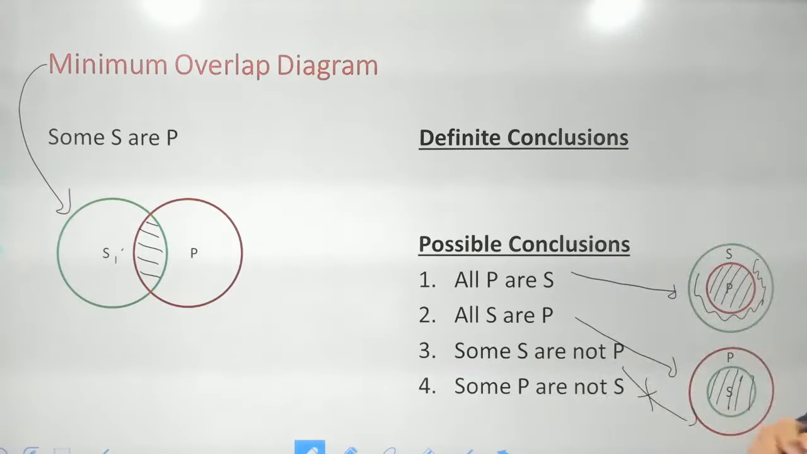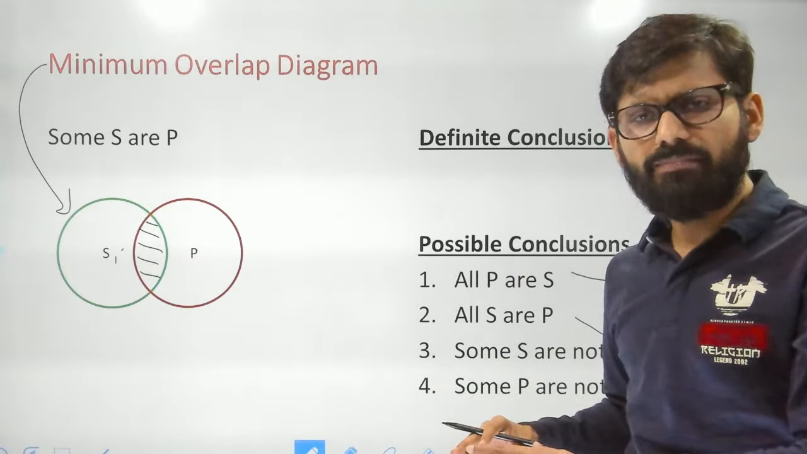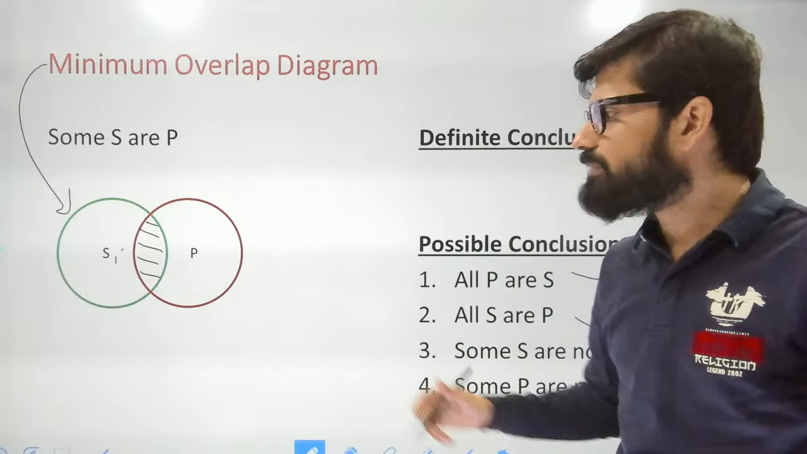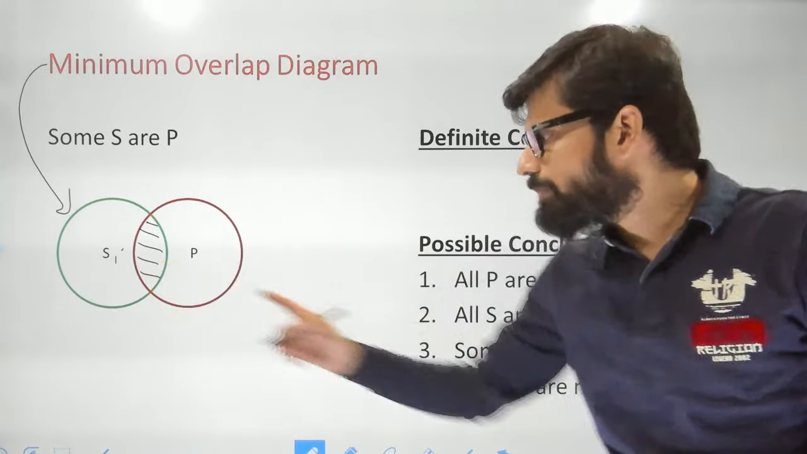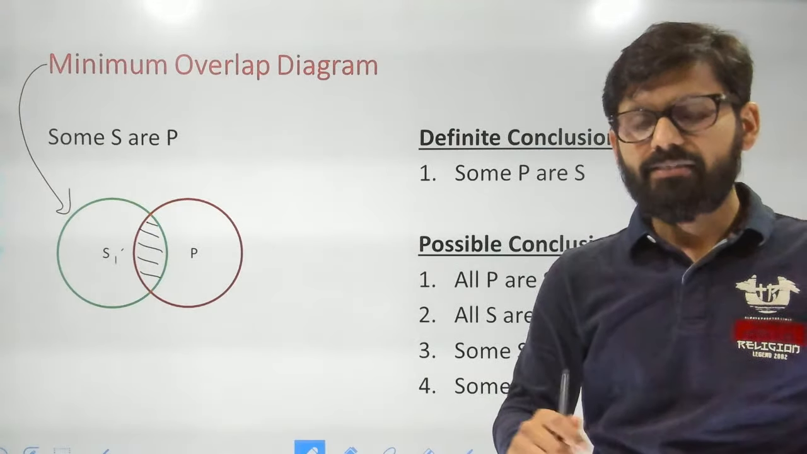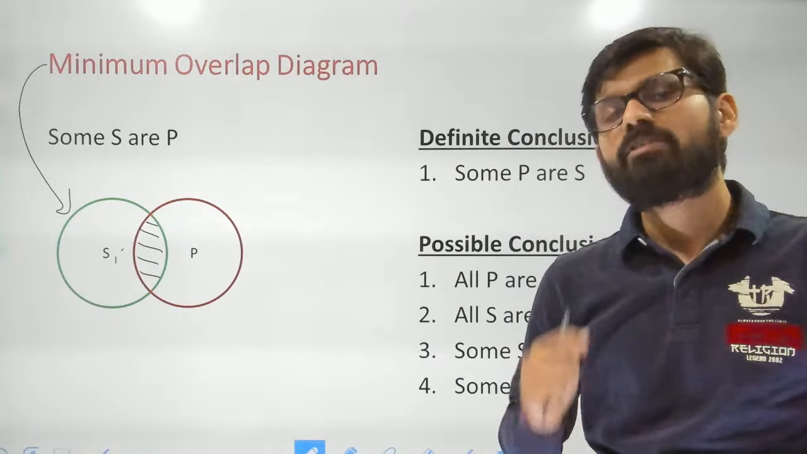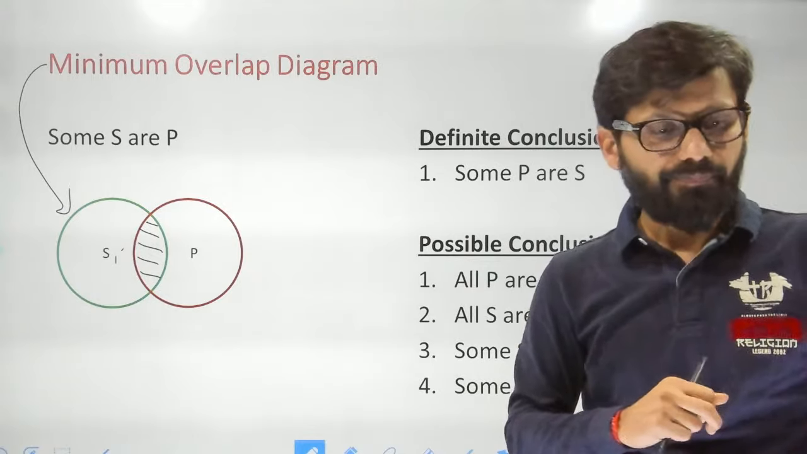Okay. Now, definite conclusion. A definite conclusion will be that statement that follows in all the three diagrams, something that is true in all the three diagrams. And we understand that in all the three diagrams, some portion of P is in S. So the definite conclusion here is some PRS. So from some SRP, there is only one conclusion that follows, which is some PRS. Right? Everyone?